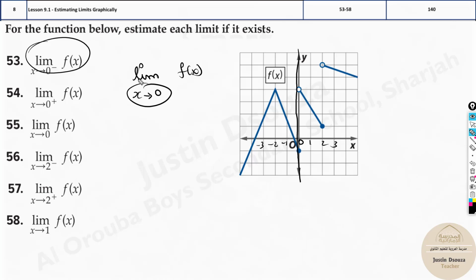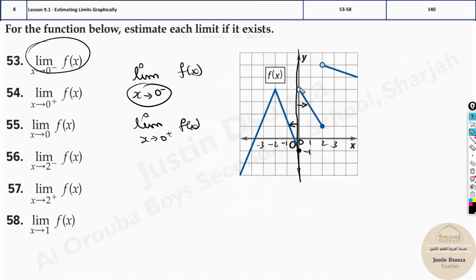Now if you have been given a sign here as a minus or plus, minus is always the left side. This is 0, right? Left side, minus. What is the graph over here? It is approaching -1. That's it. The function over here is at -1. Whereas, what is the limit as x tends to 0 positive of f of x? It's very simple. 0 is over here. Look at the right side.